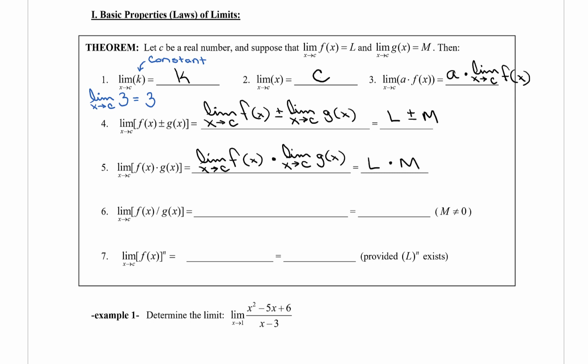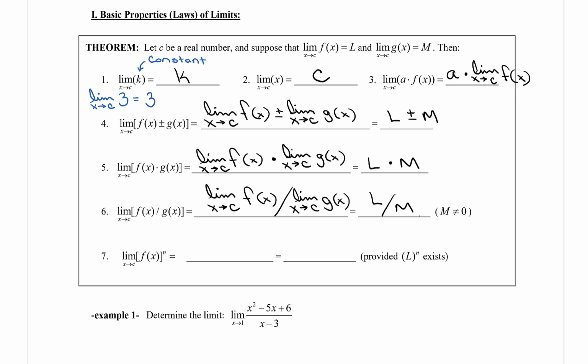Property number 6, the limit as x approaches c of, open a set of square brackets, f of x divided by g of x, close the square brackets, is going to be equal to the limit as x approaches c of f of x divided by the limit as x approaches c of g of x. And this is also going to be equal to L divided by m, provided that m is not equal to 0.